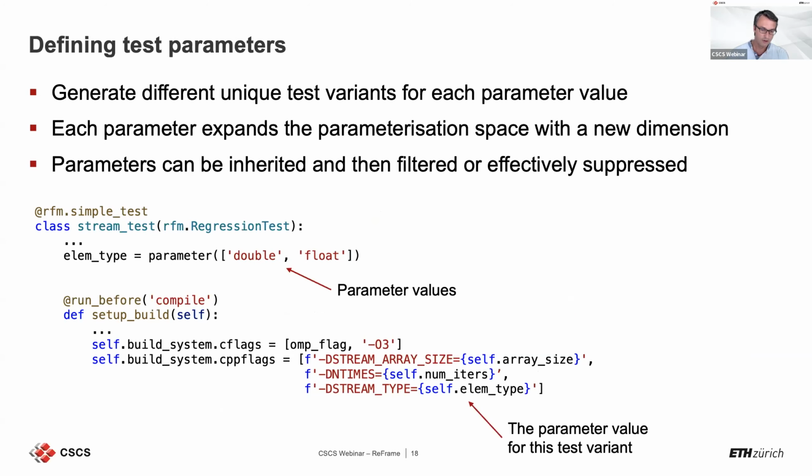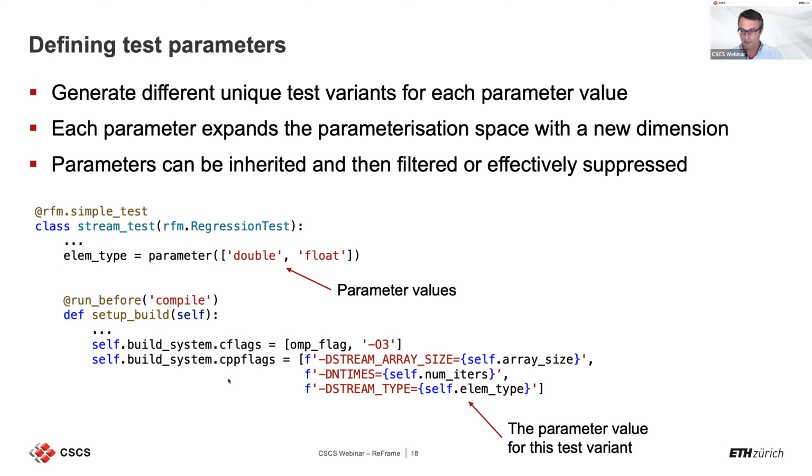Another very useful built-in is the parameter. When you define a parameter, basically you parameterize the test, and you define different variants for the test. Now, every time you have a statement as a parameter here, it adds a new dimension in the parameterization space. So eventually you have an external product of the various dimensions. But you can, for example, inherit parameters from another test, and you can either filter them or suppress them. And that's also useful in how you can combine tests.